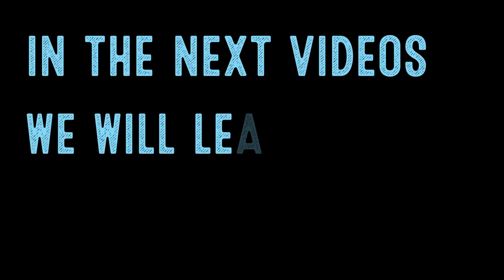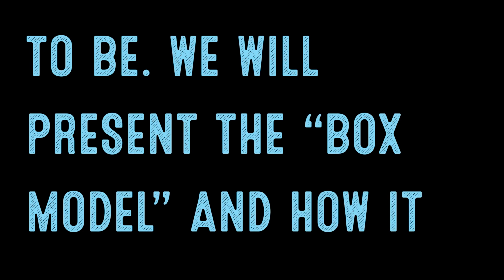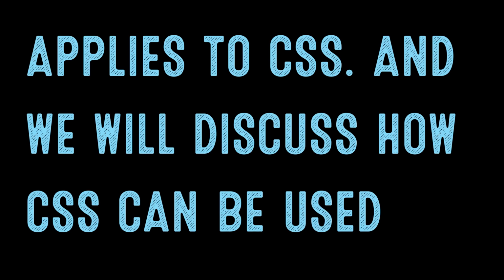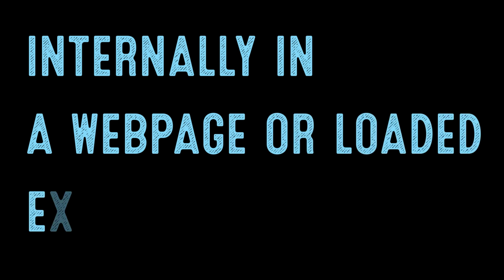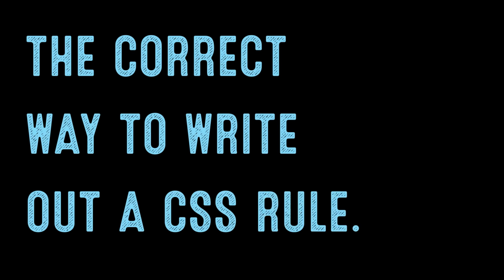In the next videos, we will learn about how CSS came to be. We will present the box model and how it applies to CSS, and we will discuss how CSS can be used internally in a web page or loaded externally as a .css style sheet. At the close of this week, we will review the correct way to write out a CSS rule.